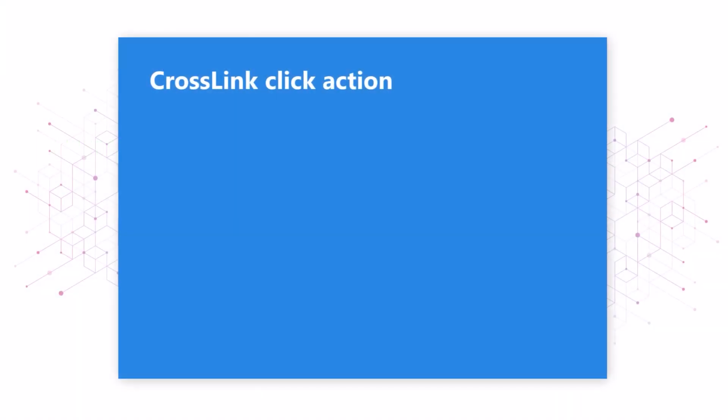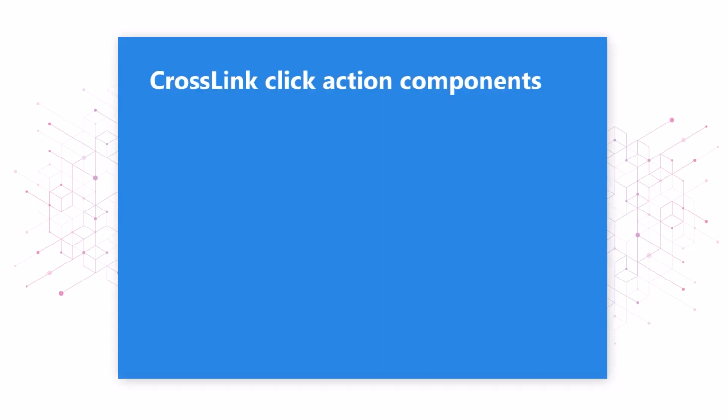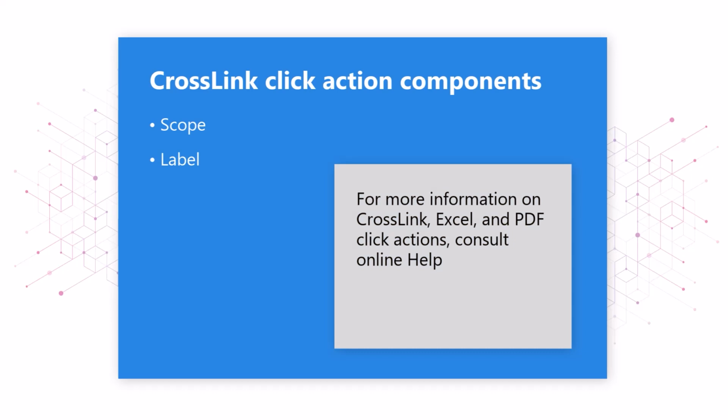So the other main type of click action is cross-link. This click action links two portlets that are on the same page. So if data is updated in the first portlet, the click action triggers the second portlet to change. This click action has the following components. You can use the scope or the label, and this is not commonly used currently. So for more information on how this click action works, and for information on the Excel and PDF click actions, please see online help.